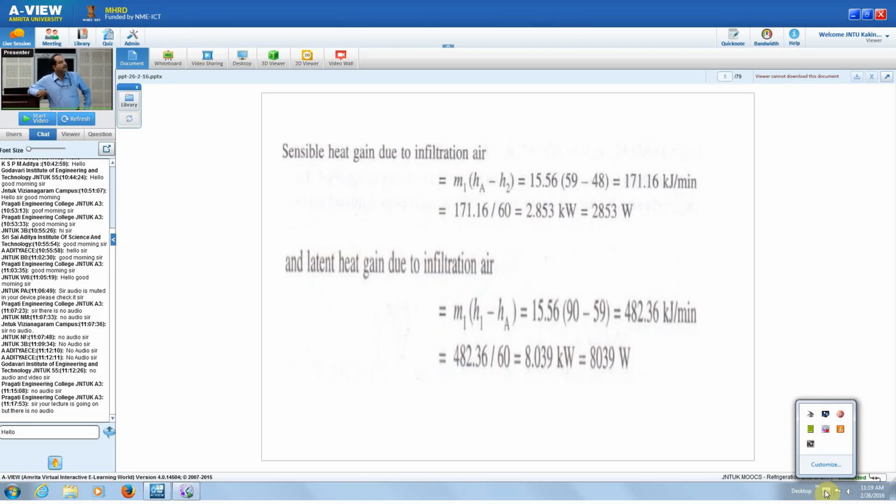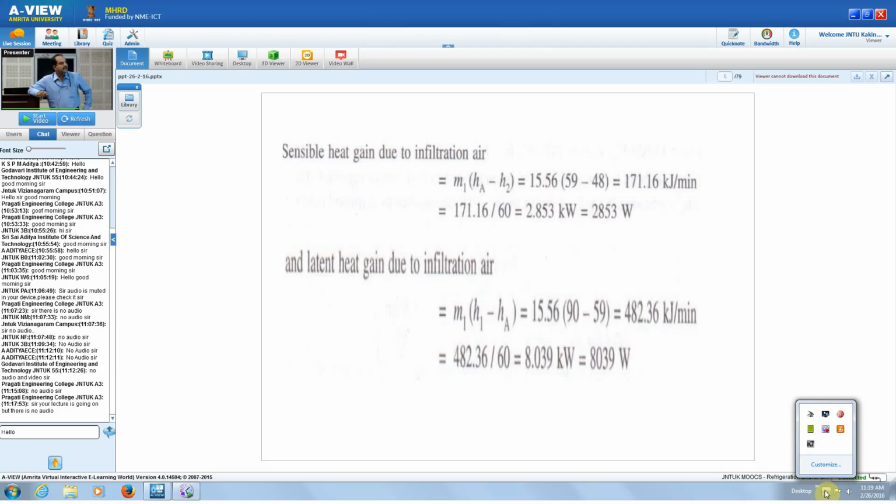Then the sensible heat gain due to the infiltration air, the formula is mass into the enthalpy difference. That is M1 into HA minus H2. You know all the values. So substitute these values into this formula, then we will get 171.16 kilojoules per minute. And if you divide by 60, then we will get the power in watts. Okay? Just conversion. This is 2853 watts.